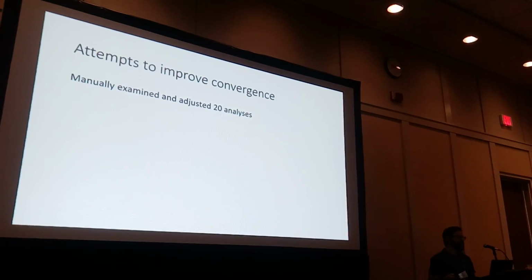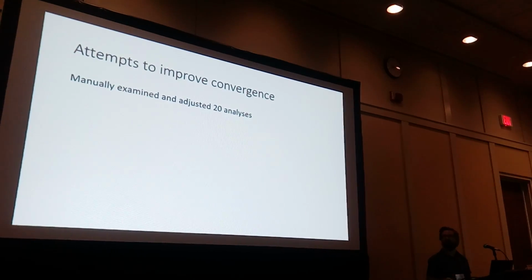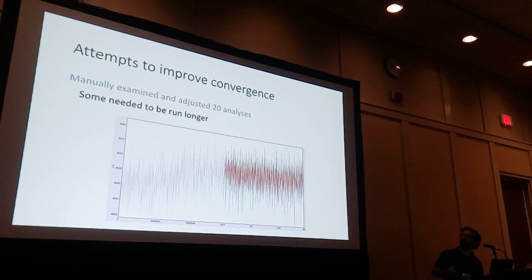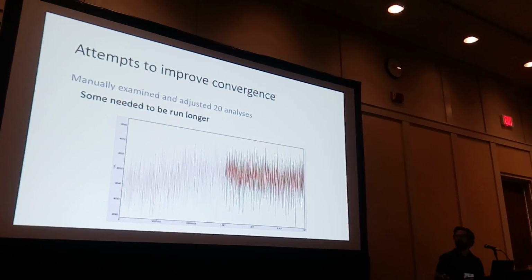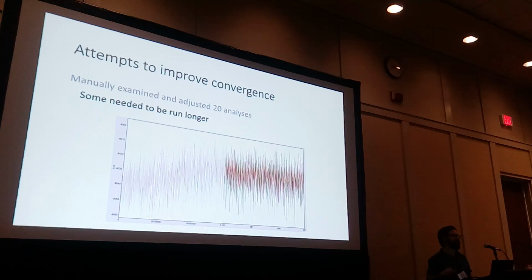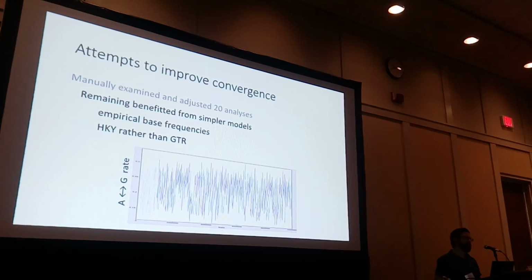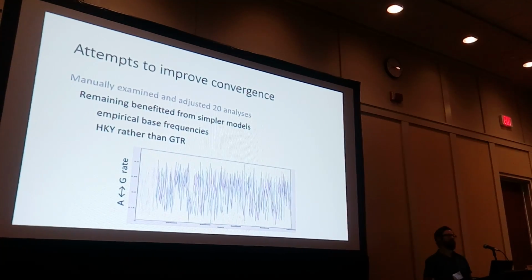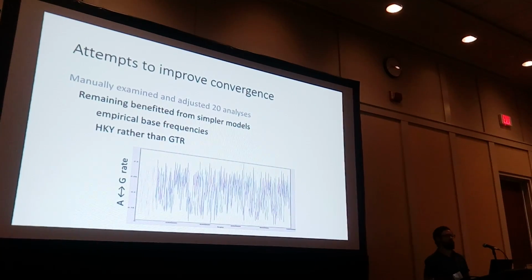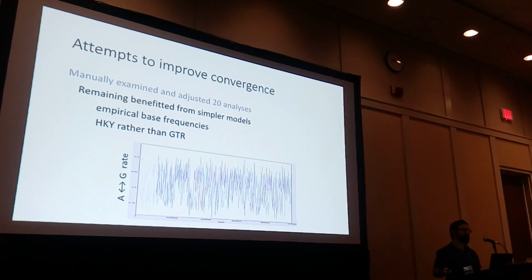So instead, what we then did was pull out just 20 of the worst converging analyses and try to manually examine those and see if we could figure out what was going on. Some of them just need to be run longer. Here we have just a long burn-in phase, and then we end up with not very many samples post-burn-in. If you run that chain for longer, you get just fine convergence. Others, we found poor mixing for substitution model parameters. If we simplify the models by using either empirical base frequencies rather than estimated, or an HKY model rather than GTR, we got much better convergence.